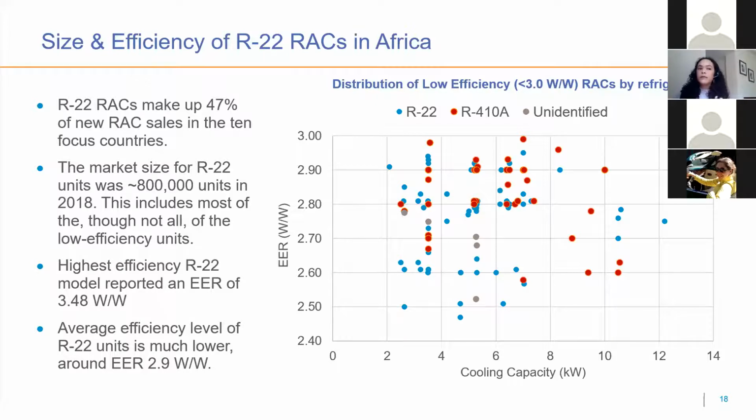This includes most of the low efficiency units I was discussing earlier, but also some of these R22 units are above that 3.0 watt per watt cutoff I mentioned. The highest efficiency level we saw for an R22 unit was an EER of 3.48 watts per watt, but the average efficiency level is much lower, around an EER of 2.9 watts per watt. And this is consistent with what we generally see of units using R22 and often units using R410A as well, being slightly on lower efficiency compared to units that use other refrigerants like R32.